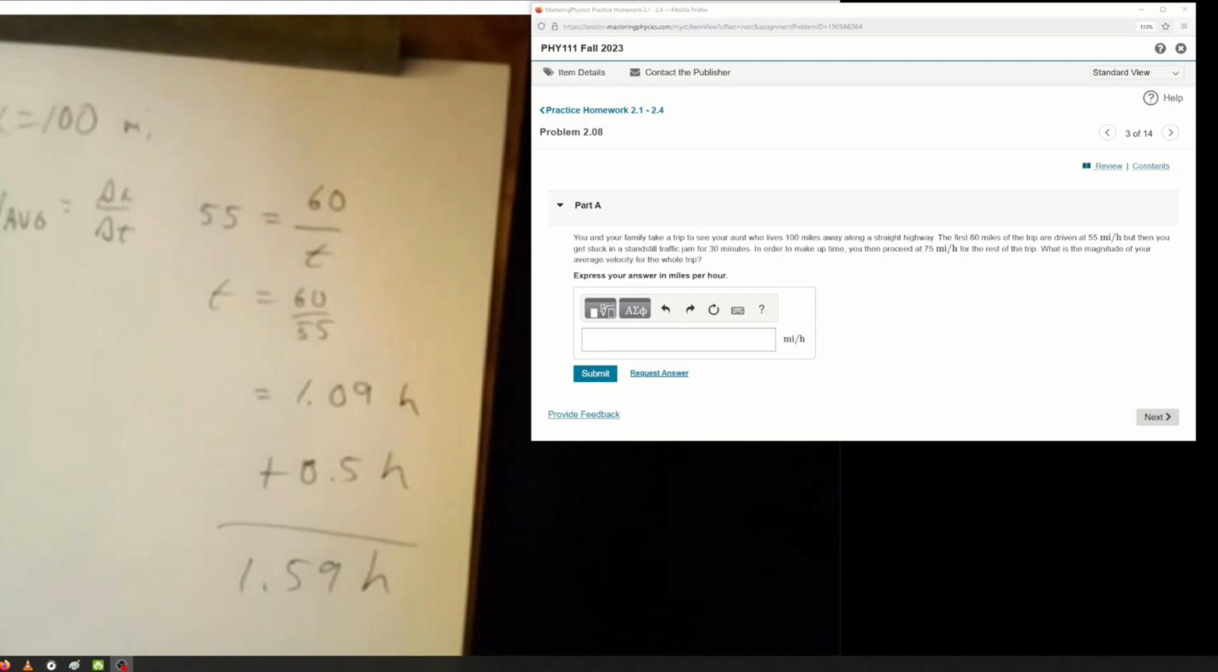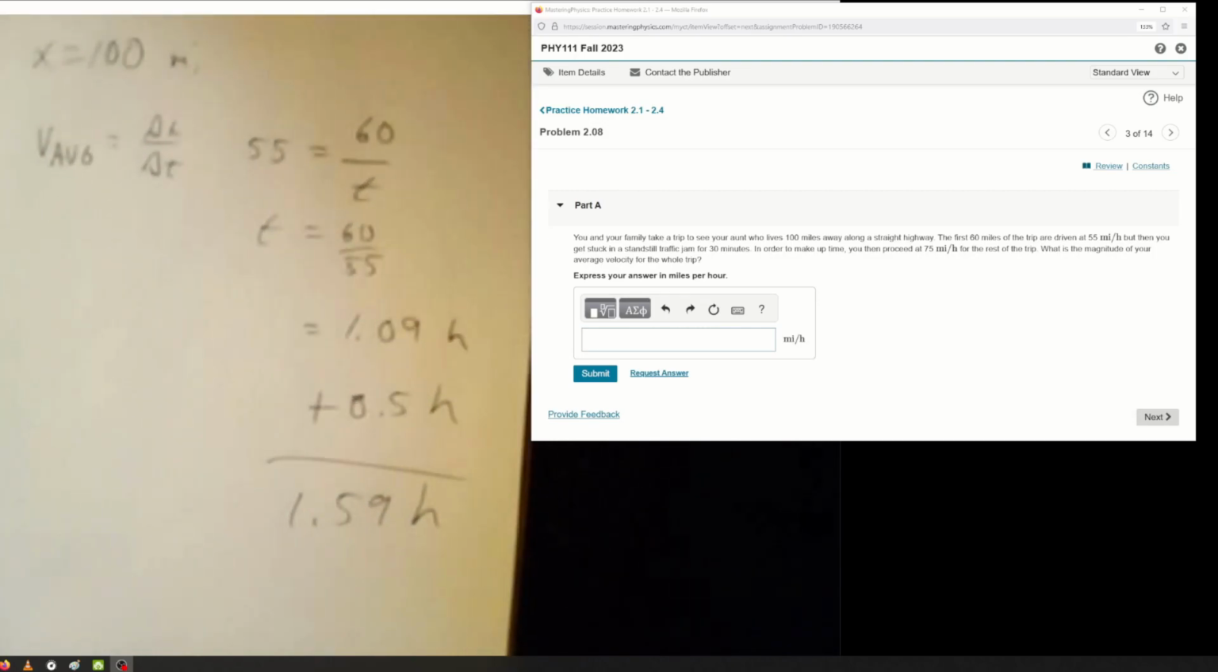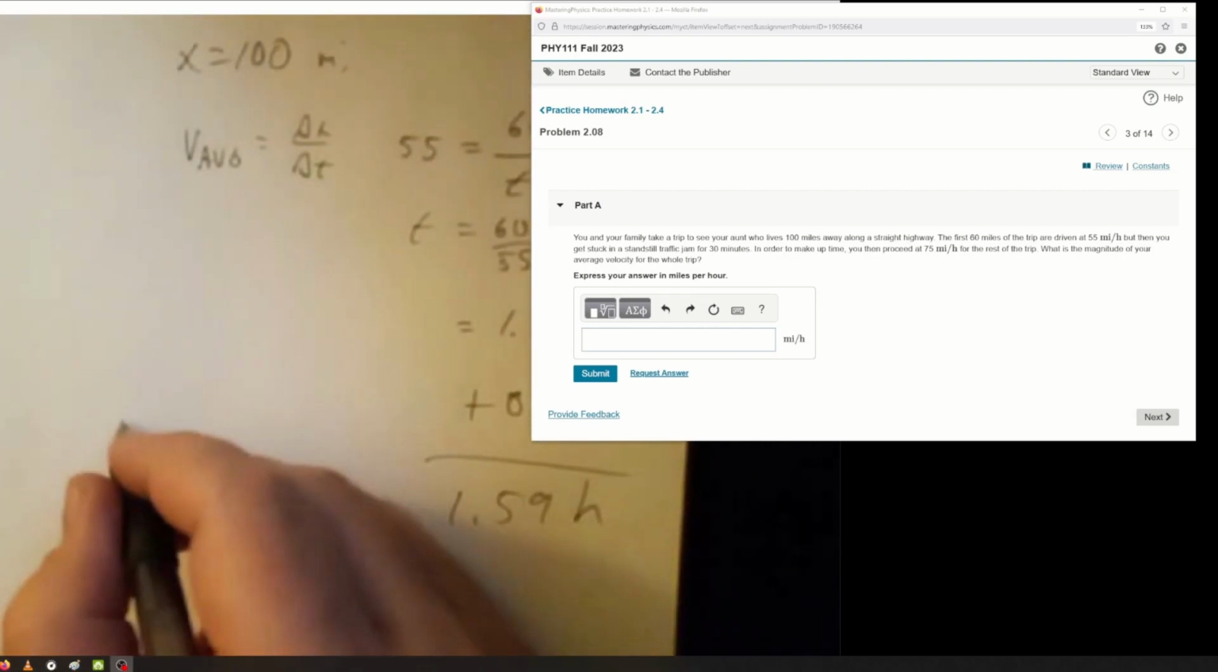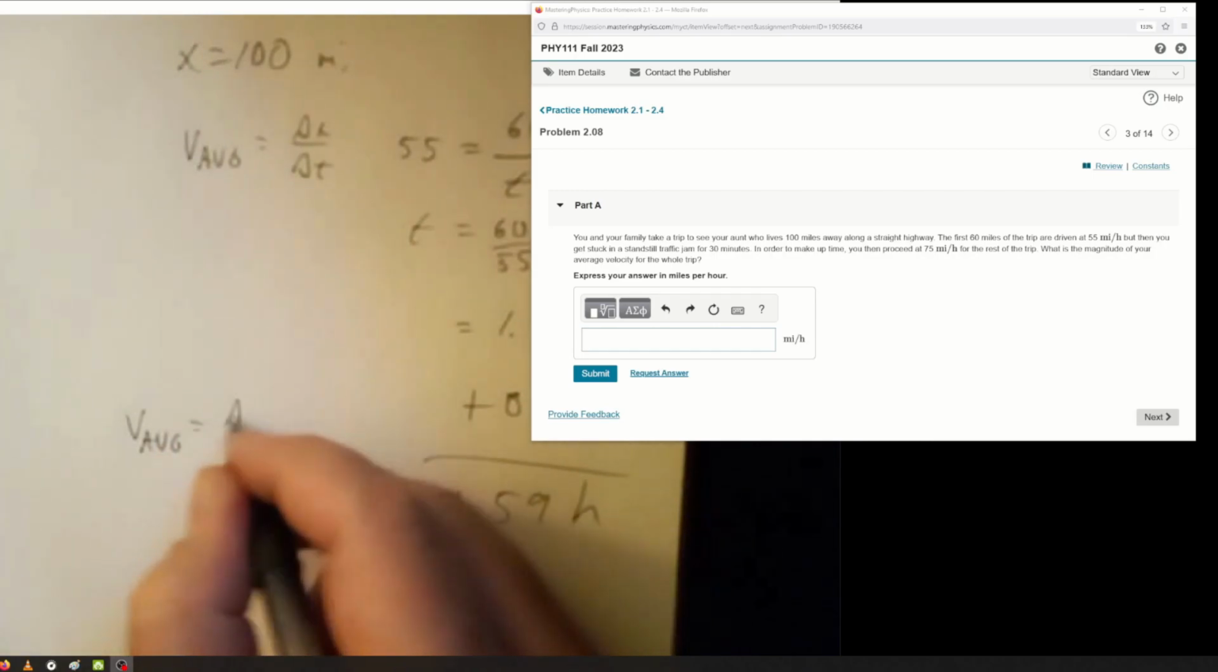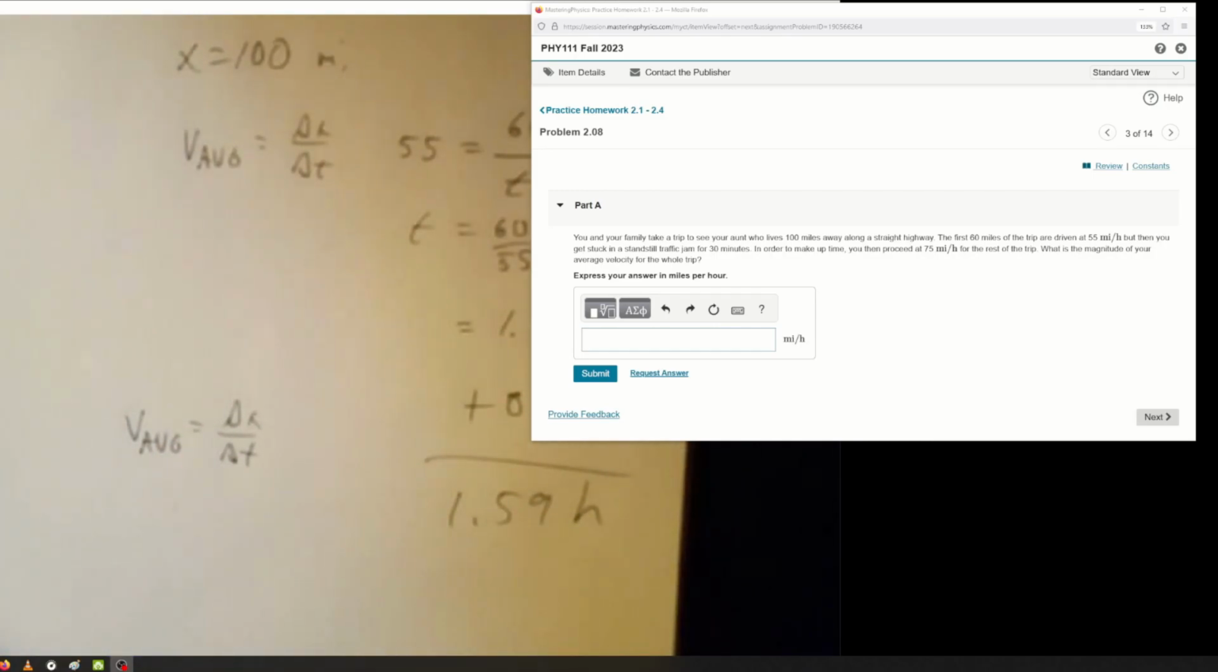And in order to make up time, we have another average velocity. The new average velocity is 75. And we have to travel the rest of the distance. So we went 60, the total distance is 100, so we got 40 more miles to go. And we don't know that time, but we can figure it out.